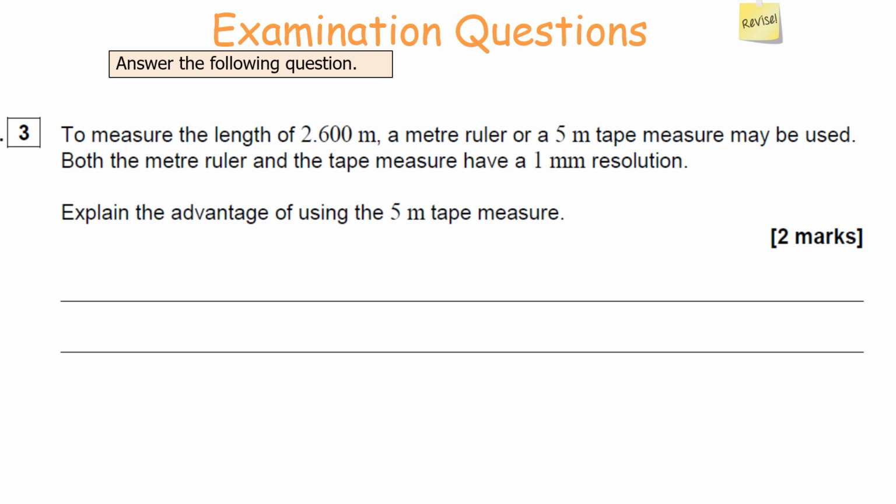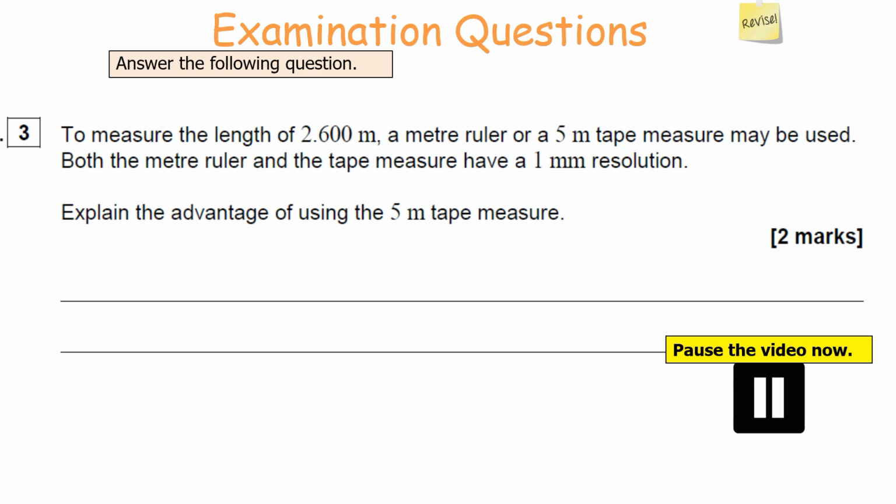The next question is: to measure a length of 2.600 meters, a meter ruler or a 5 meter measuring tape may be used. Both a meter ruler and a tape measure have a 1 millimeter resolution. Explain the advantage of using a 5 meter tape. Pause the video now, then unpause the video when you want to go through your answer.